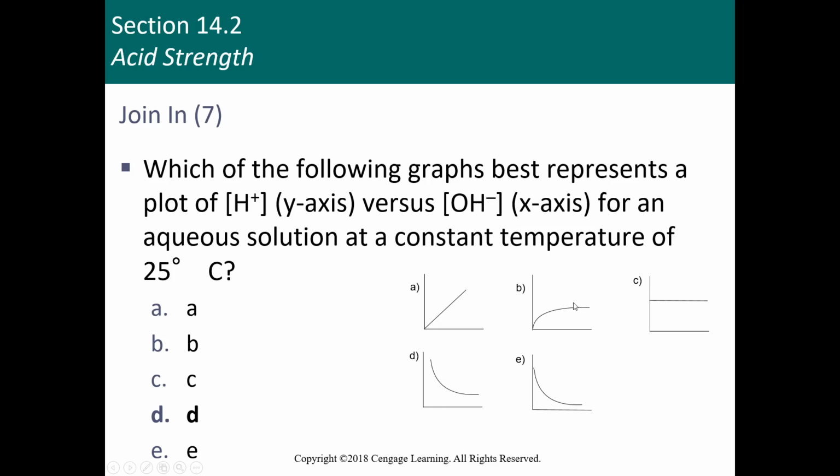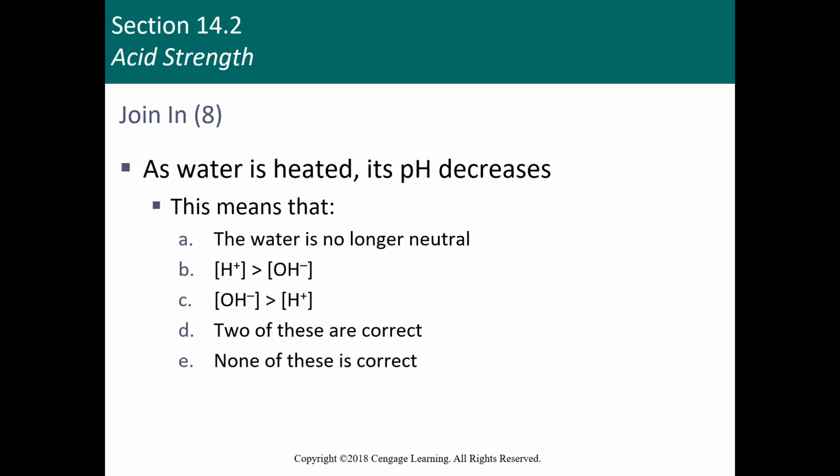None of these other ones would make sense. Having more H plus doesn't give you more OH minus. It wouldn't give you a constant all the time, not changing. And it can't be a logarithmic relationship, because that would mean one has a bigger influence than the other. They have an equivalent influence. They're inverse. So, as water is heated, its pH decreases.